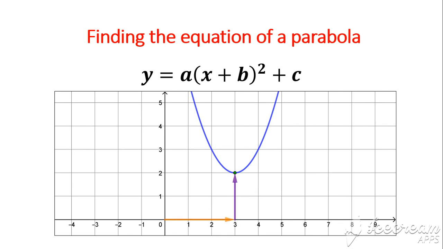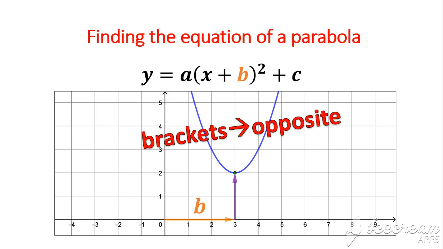Now, we've got to work out where the vertex is in relation to the origin. So in the example on the screen, I've moved my vertex 3 squares to the right and 2 squares up. The distance we move the vertex sideways is the value of b. But please keep in mind, because it's in brackets, when we're using brackets for graphing work, we must make it opposite. So we're moving it to the plus 3. Inside the brackets, it's actually going to be a minus 3.